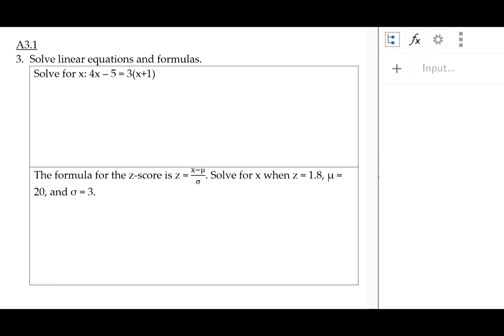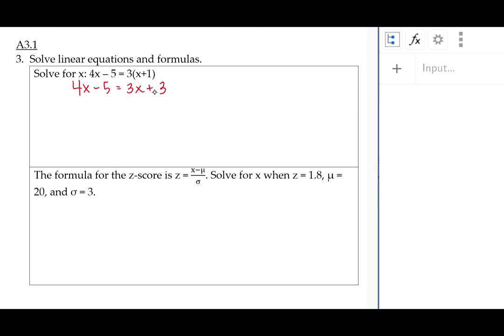So the first thing I'm going to do is distribute that 3 over the quantity x plus 1. For right now, nothing's going to happen on the left side, so let me just rewrite 4x minus 5. And now 3 times x is 3x, plus 3 times 1 is 3.